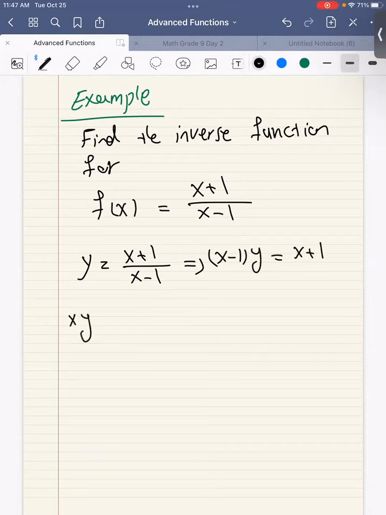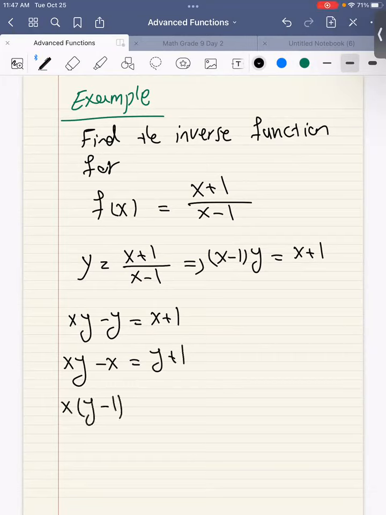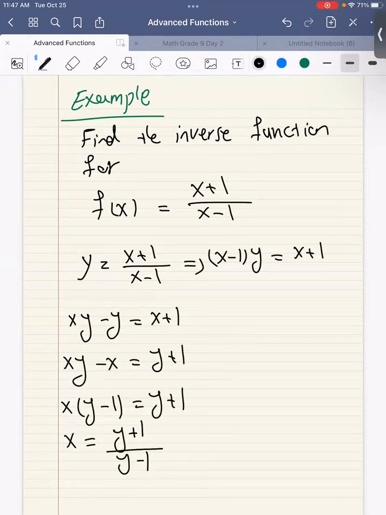So that means xy minus y is equal to x plus 1. So xy minus x is equal to y plus 1. So x times y minus 1 is equal to y plus 1. So x is y plus 1 over y minus 1. And this is equal to f inverse of y.